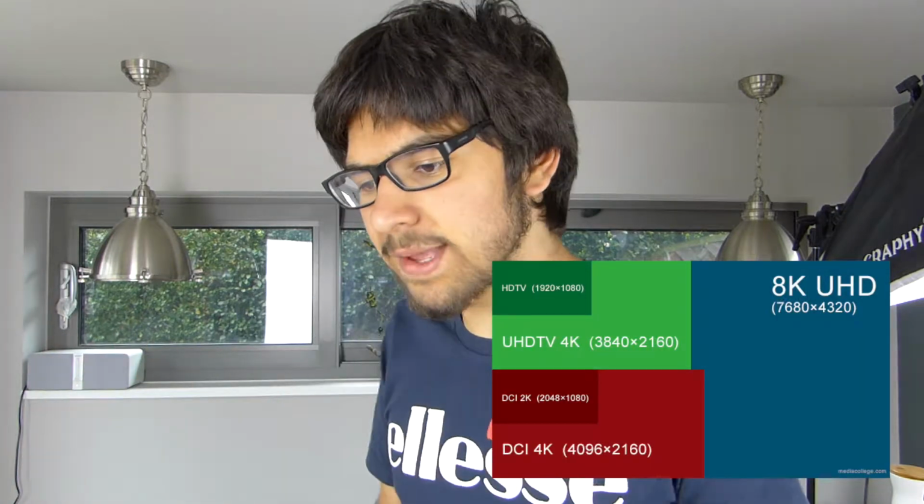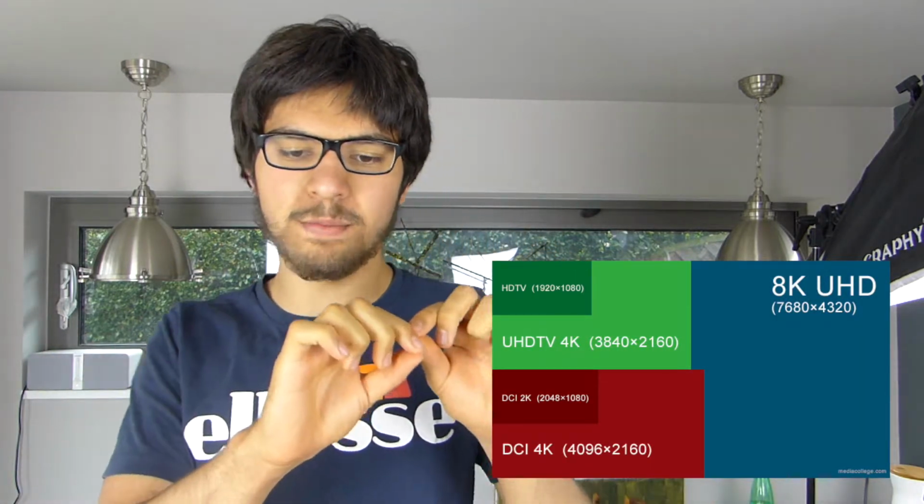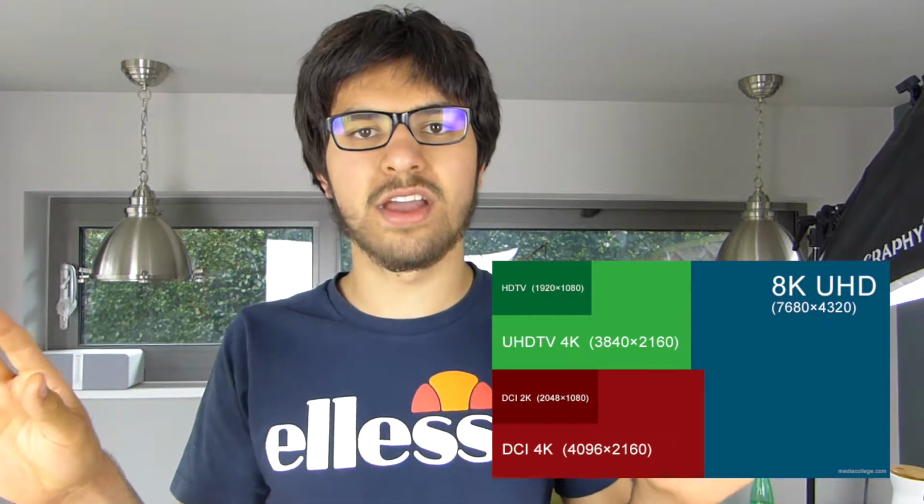Resolution. You might have heard of 4K, 1080p, 720p, 480p, and basically those numbers are the horizontal number of pixels on a screen. So if you have 4K, you have 4,000 pixels in a horizontal line across the screen. If you have 1080p, you have 1080 pixels in a horizontal line.